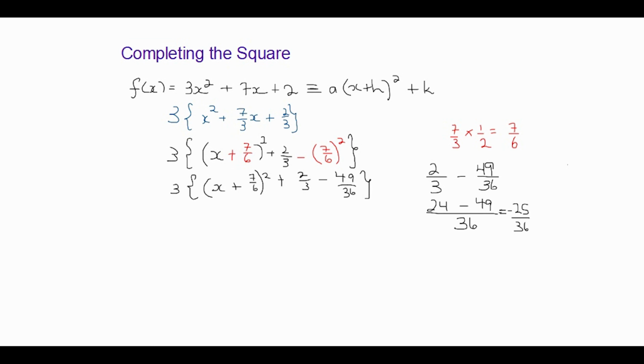So we put in the next line, and notice I'm not skipping this 3 outside here. You want to always remember to keep writing it, because if you forget that 3, you're going to get a completely different function's properties instead. So now I'm going to write minus 25 over 36.